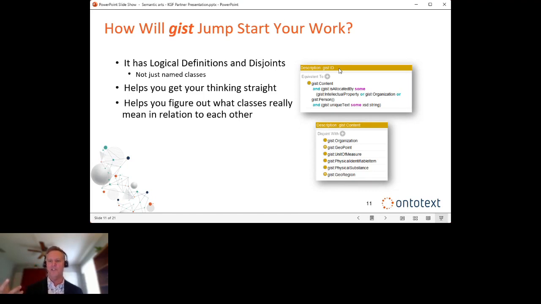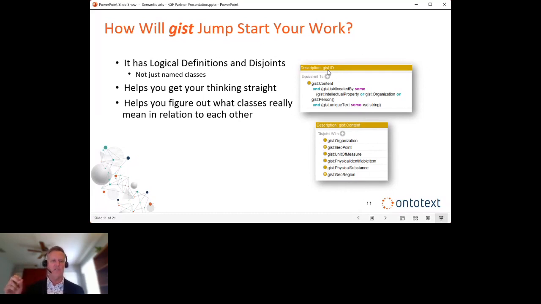We also use things like disjoints. If you look at content, and you want to use this concept of an ID, well, what is it not? Organizations are not IDs or content. Geo points are not content. Units of measure are not content. So again, just by knowing what it is and what it isn't really helps you get your thinking straight, and helps you define what classes really mean in relation to each other.